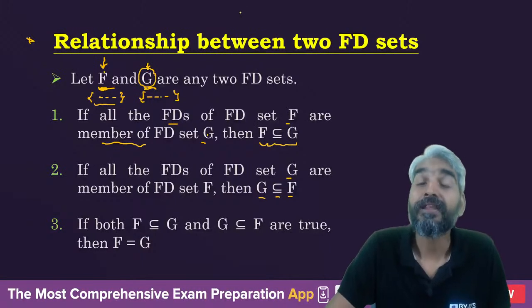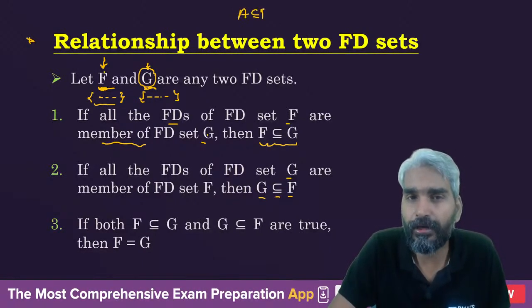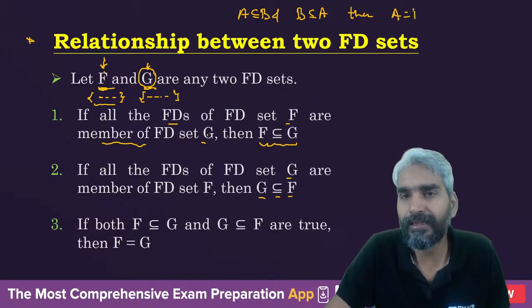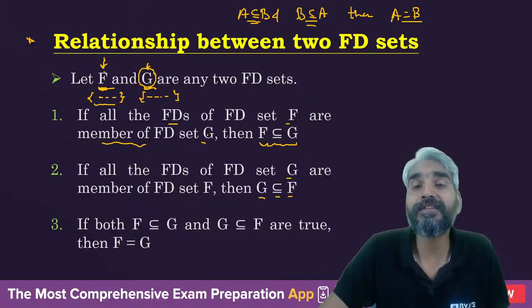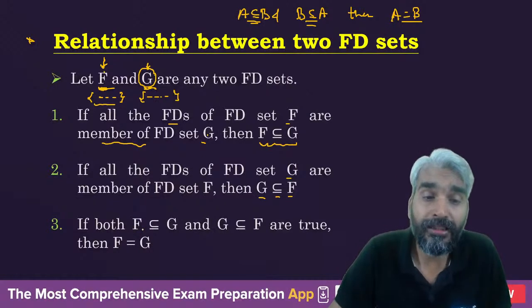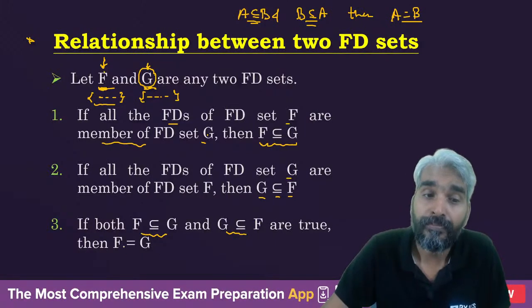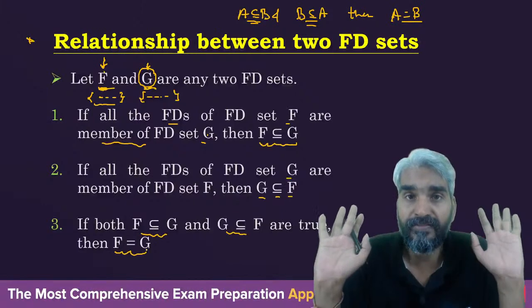Now tell me, when do we say two sets are equal? If A is a subset or equals to B and B is a subset or equals to A, then A equals to B. Otherwise, it is not possible. Both the things can be true only if A is equals to B. So, if both F is a subset of G and G is a subset of F are true, then we say that both of them are equal.